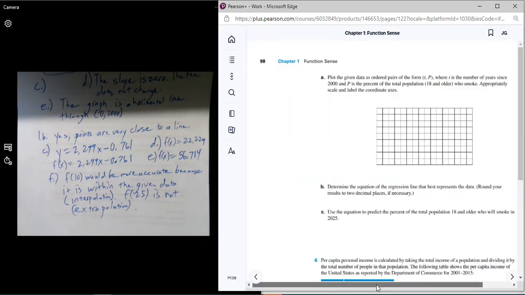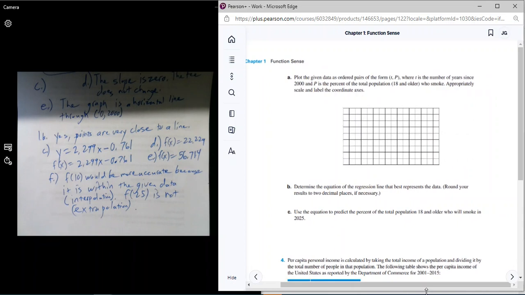It says A, plot the given data as ordered pairs of the form T of P, where T is the number of years since 2000 and P is the percent of the total population, 18 and older, who smoke. Appropriately scale and label the coordinate axis.